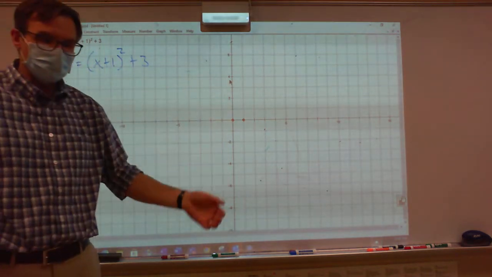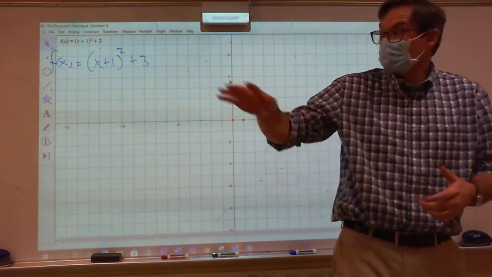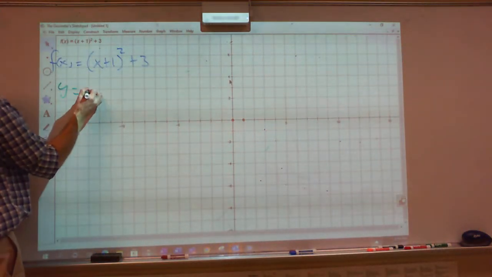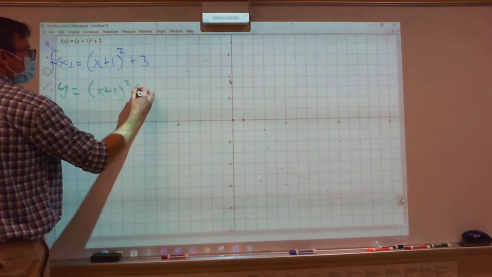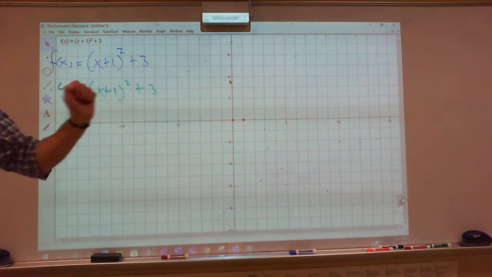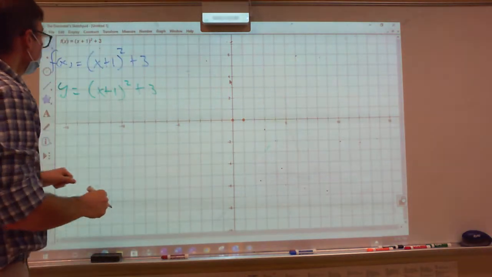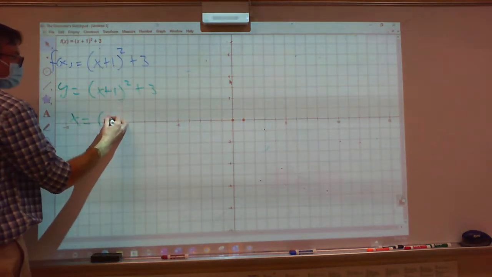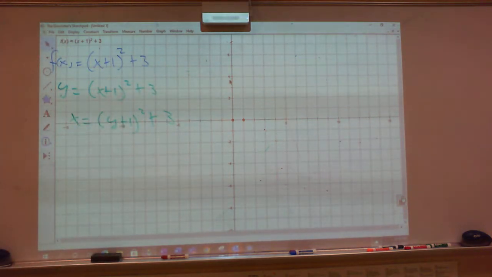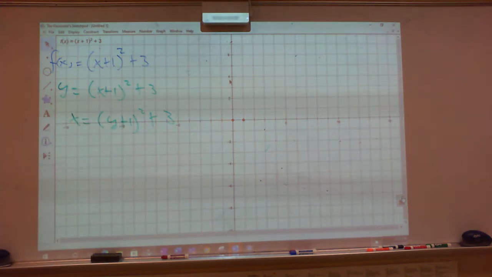Given a function, how do you find the inverse? So the first thing you do, remember f of x is just a fancy y. So y is equal to (x plus 1) squared plus 3. And then what is the overarching theme for finding inverses? Swap x's and y's, meaning every time you see an x, you put a y, every time you see a y, you put an x. And so that's going to give me x is equal to (y plus 1) squared plus 3. And now our job is to solve for y.